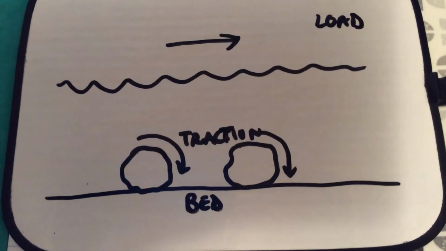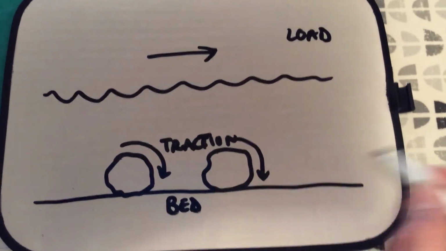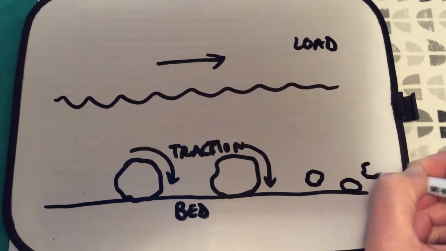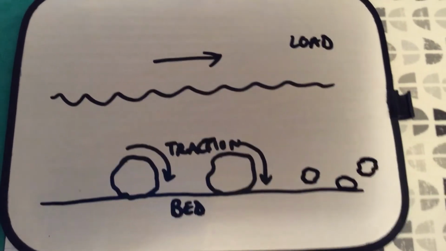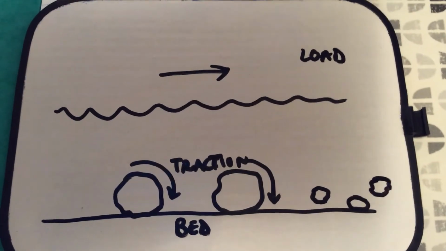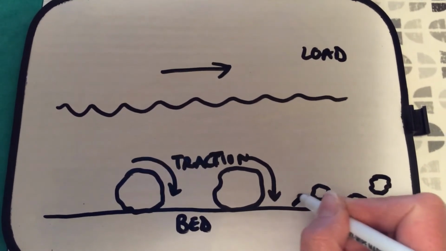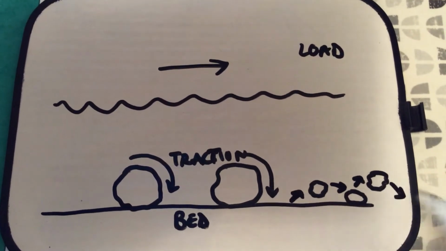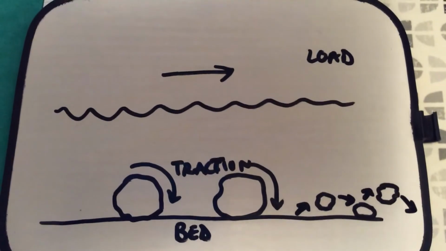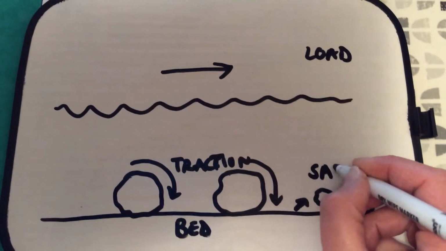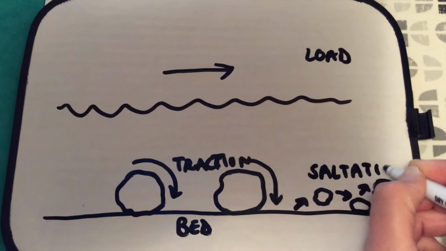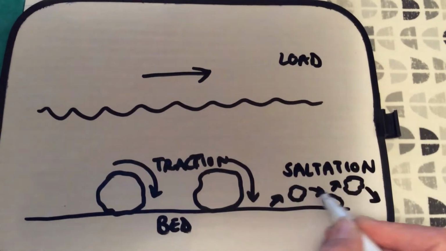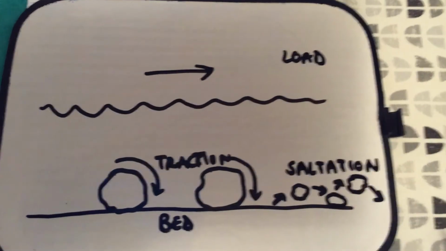There's slightly smaller stones in the river as well, kind of like this sort of size. These are much smaller than those. The river sometimes has got enough energy to pick those up for a short amount of time. So they're kind of picked up and then dropped again. They bounce, essentially, along the riverbed. And that is called saltation. That bouncing action of smaller particles.